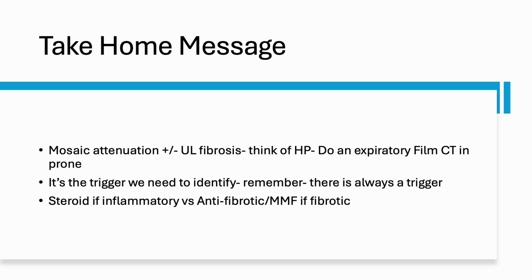So take home message today is, if you find mosaic attenuation with air trapping, think of inflammatory HP. If there is some degree of fibrosis there, think of fibrotic HP. Make sure you do request for expiratory film CT in prone position to retrieve the actual findings. Always look for the triggers, look for the hidden triggers and exposures. And in terms of the treatment, the basic principle is, if it's inflammatory, it's steroid. If it's fibrotic, then MMF plus minus antifibrotic depending upon progression.